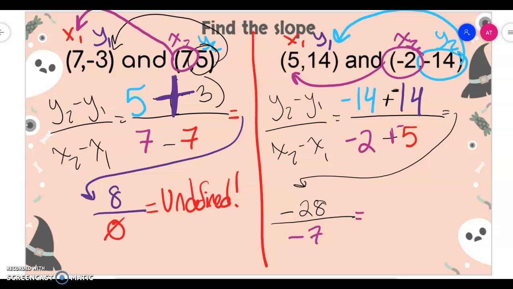Now the real question is, can this be reduced? Absolutely. But first, two negatives equal a positive. So, if I'm dividing two negatives, the answer is going to become positive. What is 28 divided by 7? 4. So my slope is 4. Sometimes you'll get a whole number, sometimes you'll get a fraction.